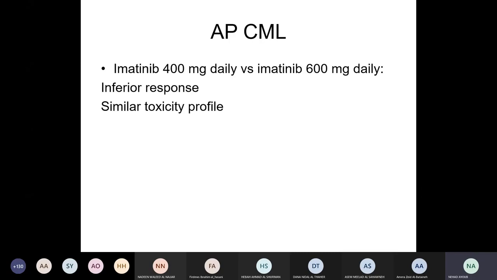Now, the response rate in the accelerated phase is certainly lower, meaning a smaller percentage of patients can reach complete cytogenetic response or major molecular response compared to chronic phase, but you can still stabilize the disease, or at least prevent the patient from proceeding to the blastic crisis phase.